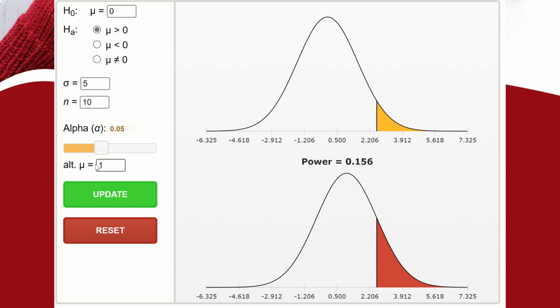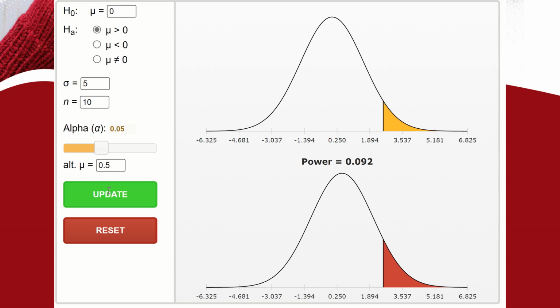Let's look at this alternate first. I told you this is the null, the null of there being 0 difference. This one I'm saying there's a 1 inch difference. Now let's say that's actually really small, and the truth is that it's just half an inch difference. If I look at that, my power goes down.